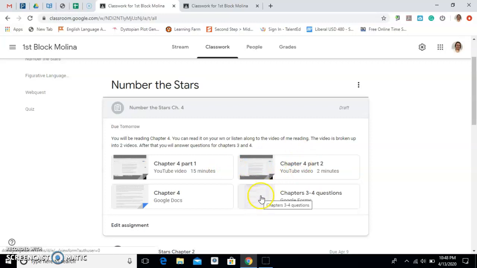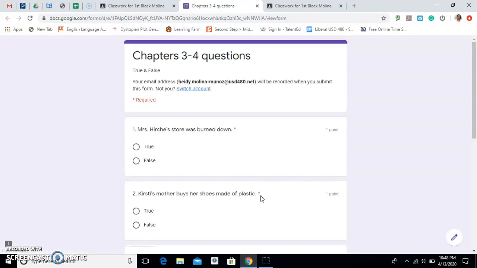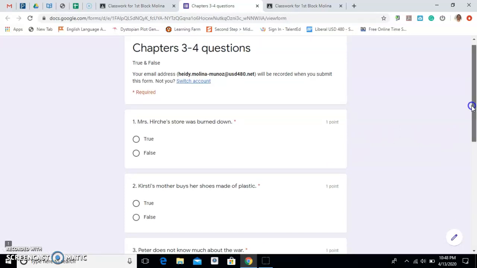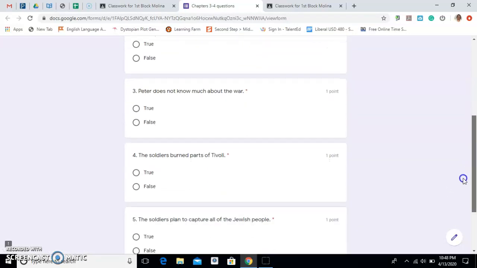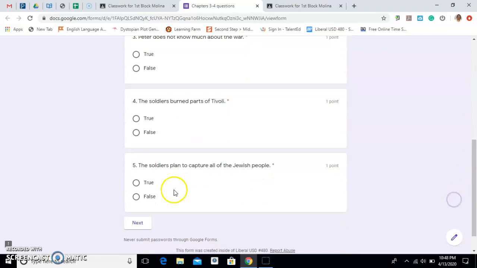And then you will be answering chapters 3 and 4 questions. So you'll be reviewing some of chapters 3 and 4. Once again, you do have some true and false questions. You'll answer those, and then you'll click next, and then you'll have 2 written responses. Send me an email, and I will get back to you if you have any questions or you're struggling with anything.